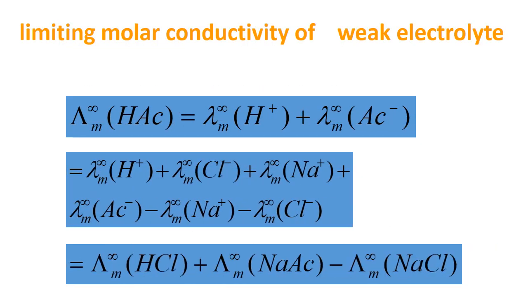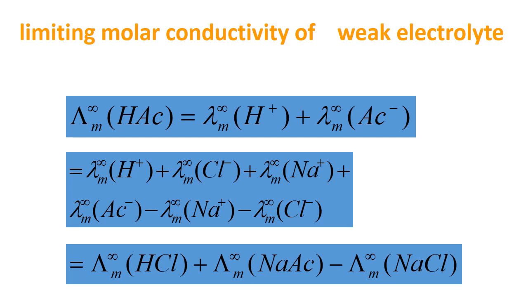So as I mentioned in the previous video, here again I am giving you the example. So first let us find the molar conductivity of acetic acid at infinite dilution. As per Kohlrausch's equation, we can write lambda m infinite is equal to lambda m infinite of H plus plus lambda m infinite of acetate ion. But we cannot find it practically.